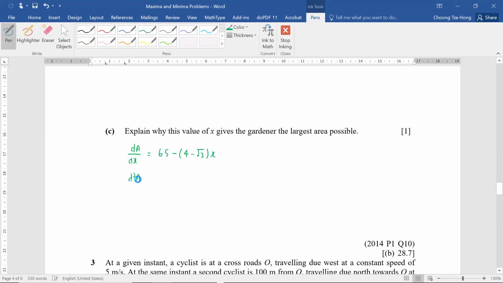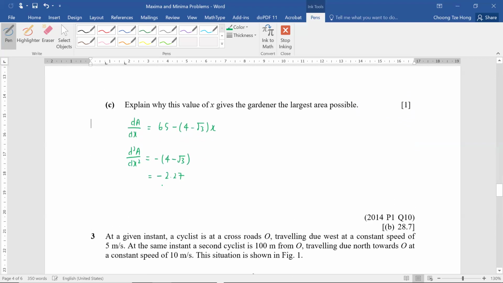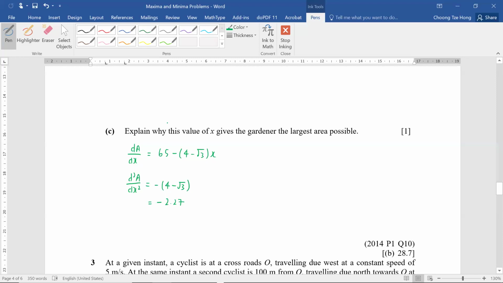If we differentiate it one more time, differentiating 65 is just a constant, it becomes 0. Differentiating negative bracket 4 minus root 3 bracket x will just leave us with the constant term in front. If you calculate out this constant term, it's negative 2.27. So d2A/dx squared is a negative value. If d2A/dx squared is a negative value, then the stationary value of A will be a maximum point, right? So we'll write that since d2A over dx squared is less than 0.